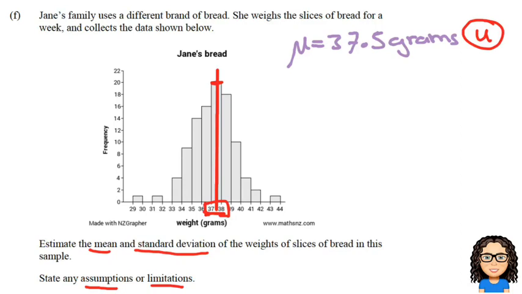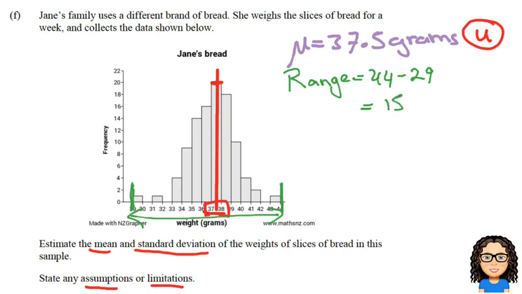Now let's have a look at what we need to do for our Merit. So what I want to do now is look at the standard deviation. So I need to think about the range. The range of the data starts at 29 and goes all the way up to 44. So that total range is 44 minus 29, and that gives us a range of 15.